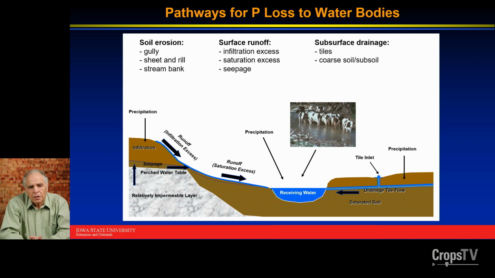So this picture shows all the different ways that the phosphorus can leave fields. And I'm not going to go through each one, but essentially we have losses with soil erosion, with surface runoff, and then subsurface drainage that we usually think of as tiles, but also happens if we have coarse texture soil or subsoil. And then we have, of course, sometimes the cows doing their things, or the geese in the streams or the lakes. So there are many, many factors to consider.